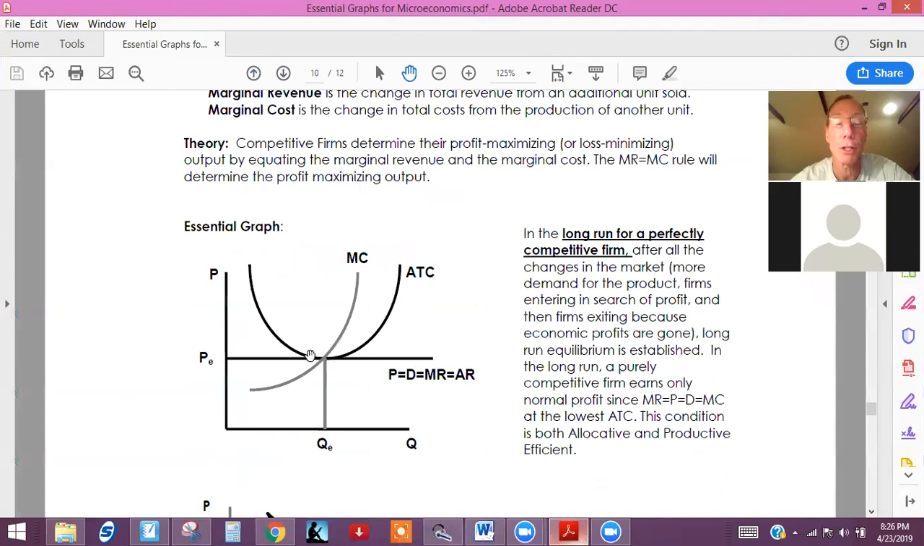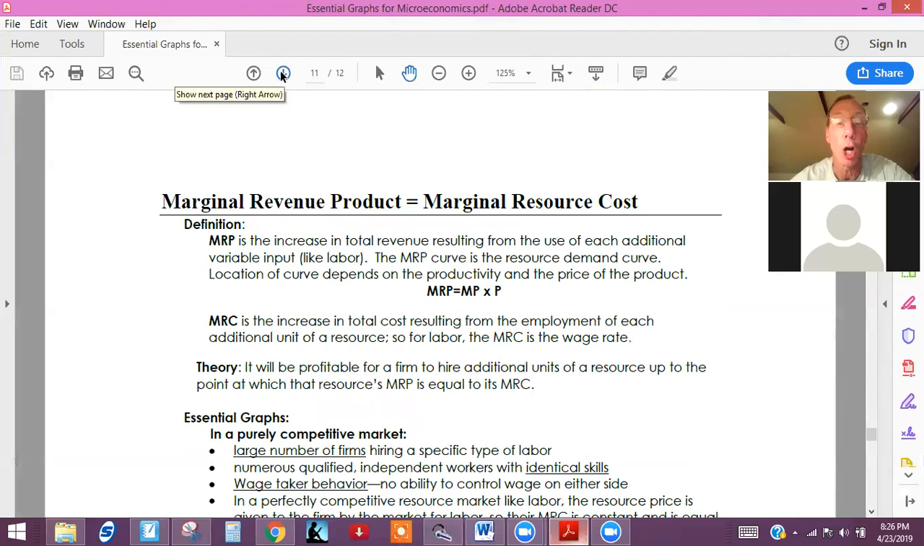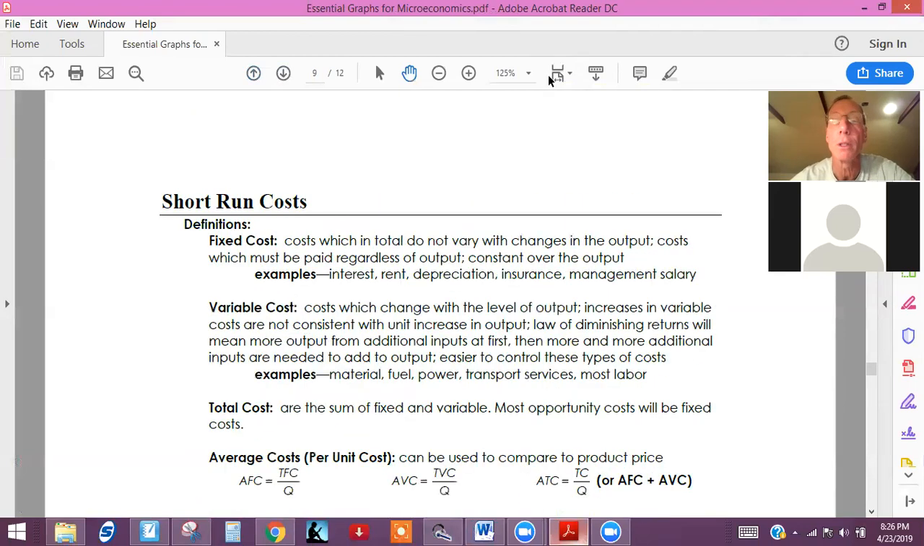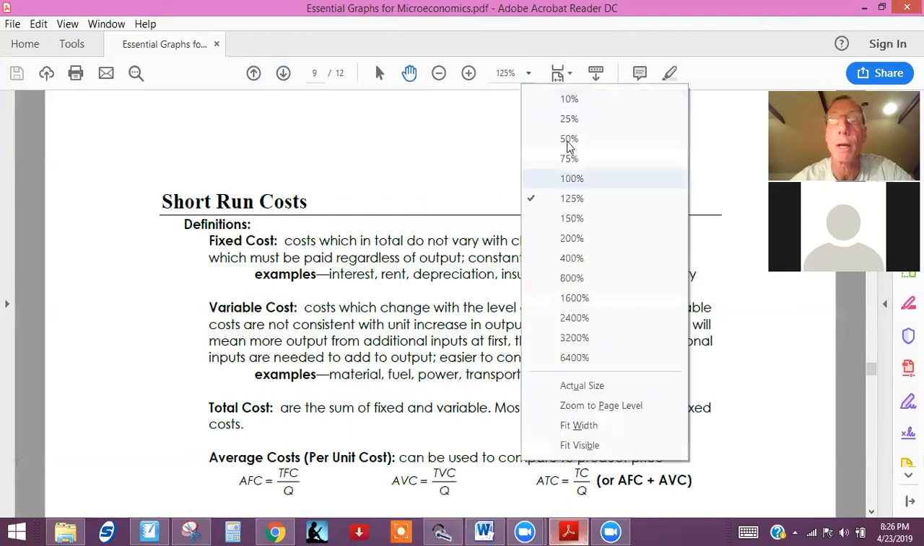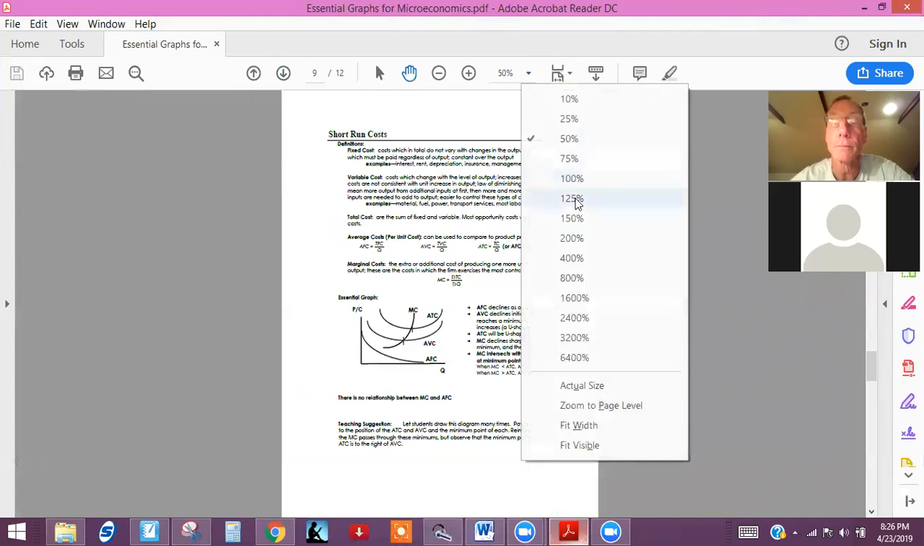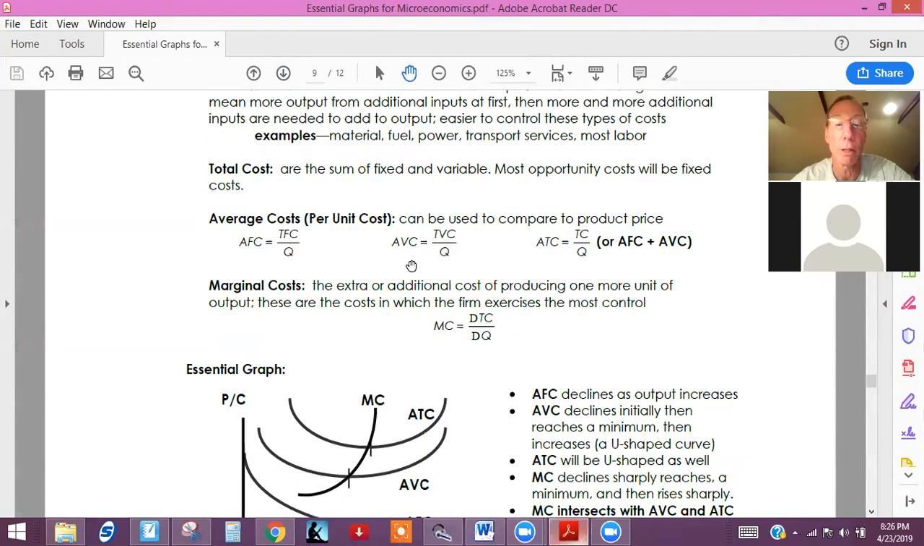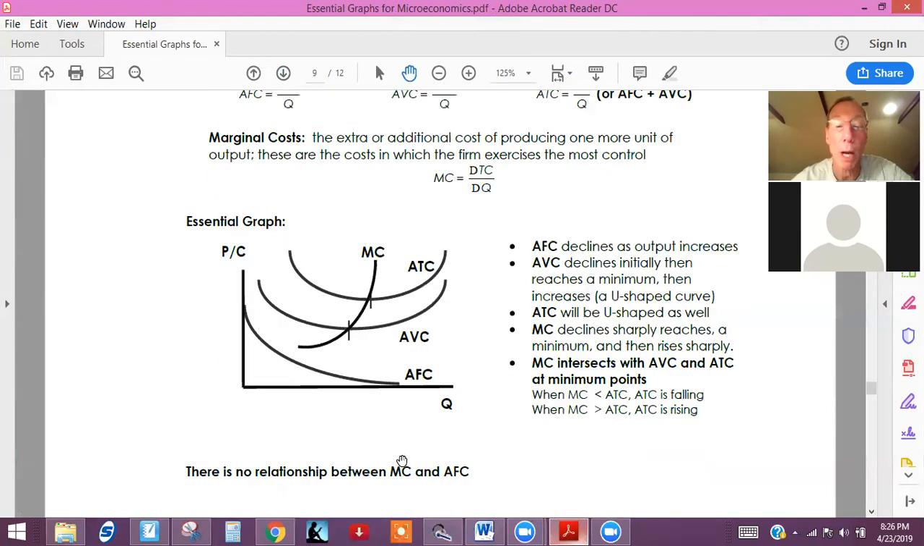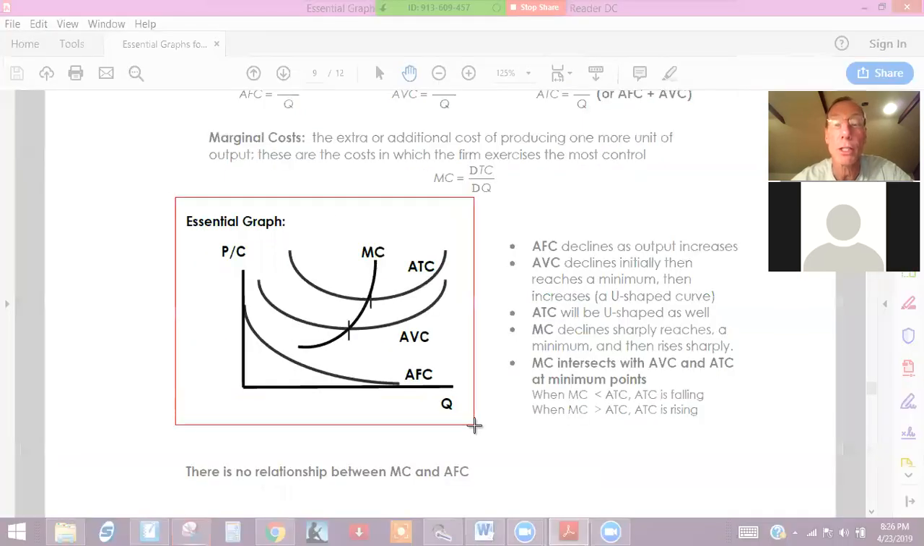See, here's a firm that's in a long run equilibrium. But I wanted to show you the cost curve. So let me shrink this a little bit so I can see what I'm looking at here. Okay. So in this case right here, let me grab this real quick, and I'll show you some stuff here.